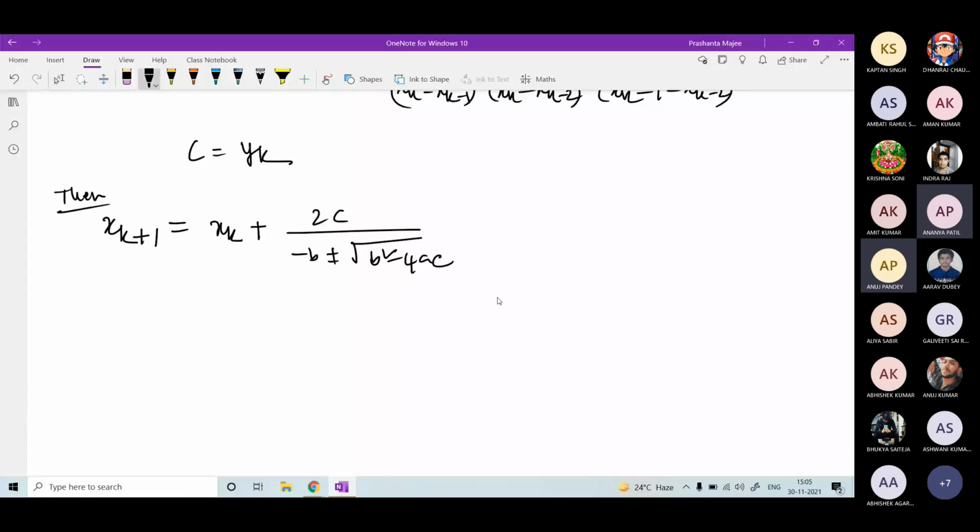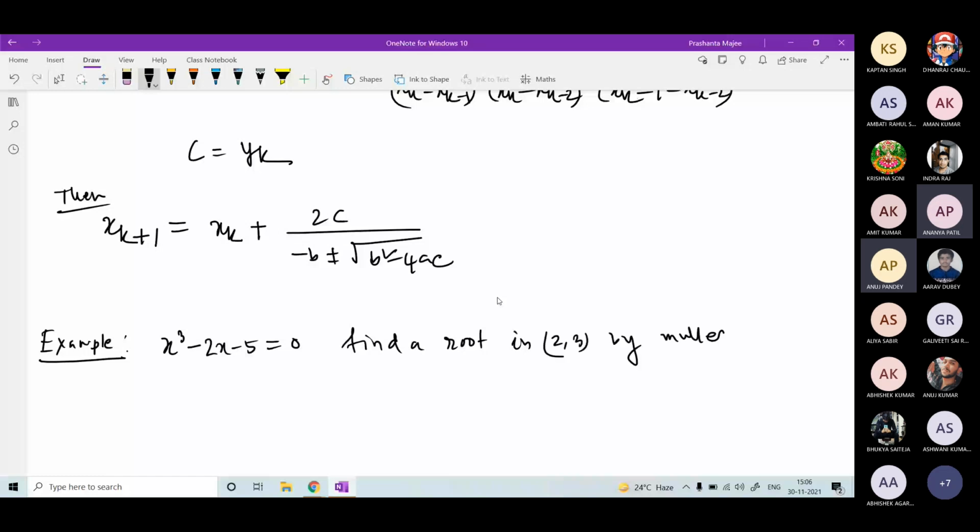So let us quickly solve one example. The problem is to find a root. I will consider a very simple example. The equation is x cube minus 2x minus 5 equals 0. Find a root in (2, 3) by Mueller's method. This is capital M.